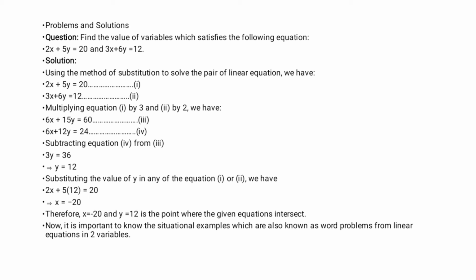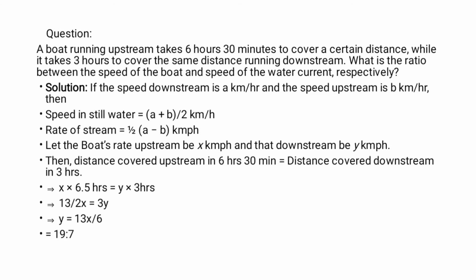Now, it is important to know the situational examples, which are also known as word problems, from linear equations in two variables. So we have here one word problem. A boat running upstream takes 6 hours 30 minutes to cover a certain distance, while it takes 3 hours to cover the same distance running downstream. What is the ratio between the speed of the boat and the speed of the water current, respectively?